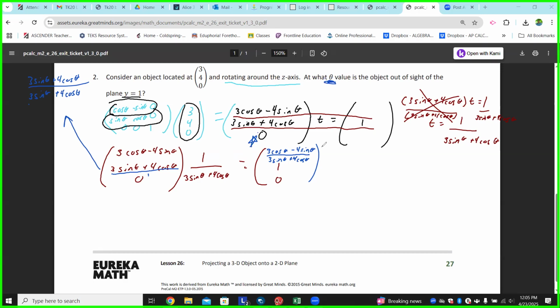So I'm going to take this part right here, 3 cosine theta minus 4 sine theta over 3 sine theta plus 4 cosine theta. And I'm going to set it equal to 0. I want it to go out of sight. I only want that y = 1 to be the last thing remaining. When you look at something like this, what's your approach on solving it? When you're talking about a fraction, what makes a fraction equal to 0?